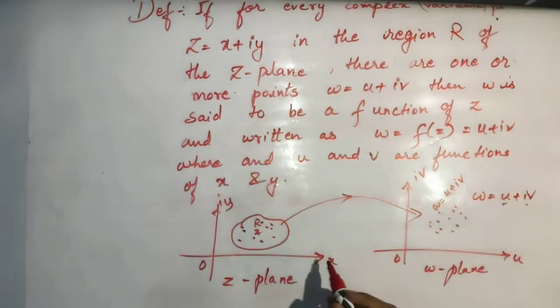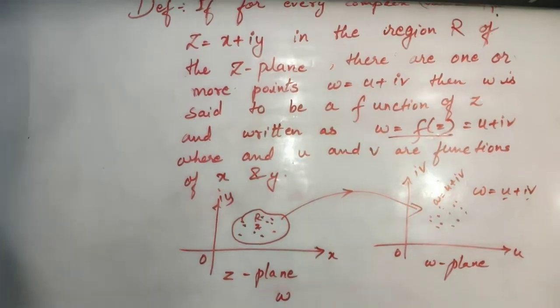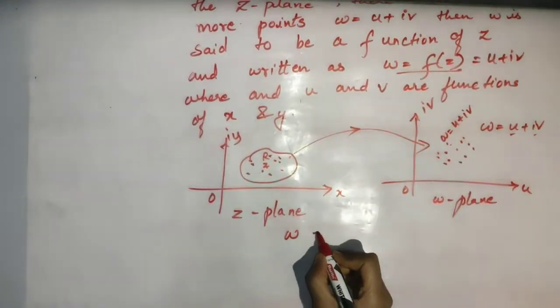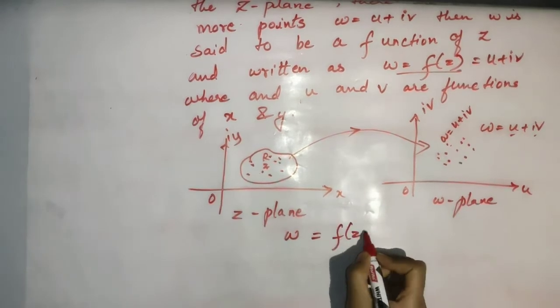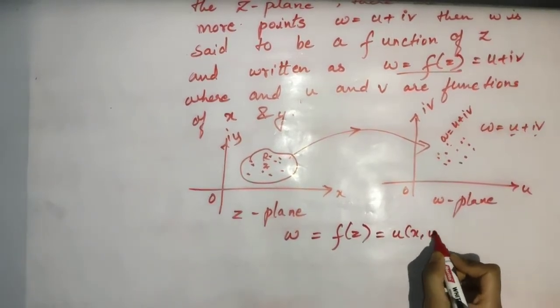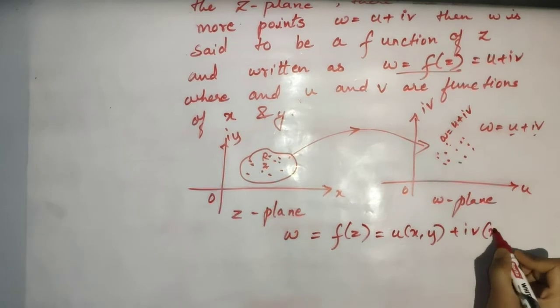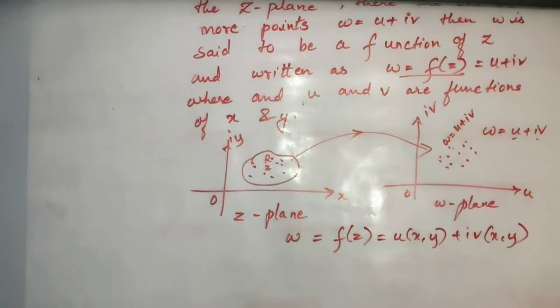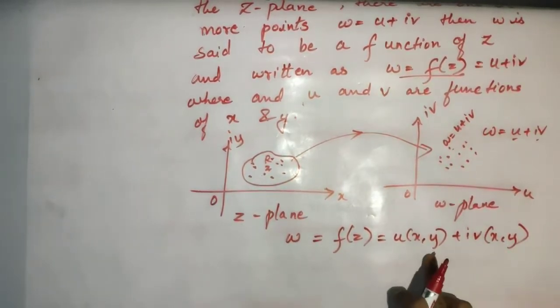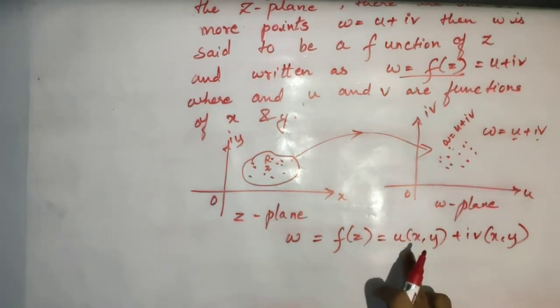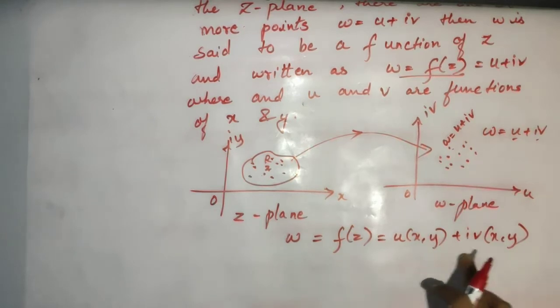Okay, then I say w is a function of z, or w is equal to f of z, and I write it as u plus iv, or I can write it also as w is equal to f of z, which is equal to u of xy plus i into v of xy. Why I am writing u of xy and v of xy is, u of xy I am writing because u is a function of both x and y. Similarly, v is a function of both x and y.